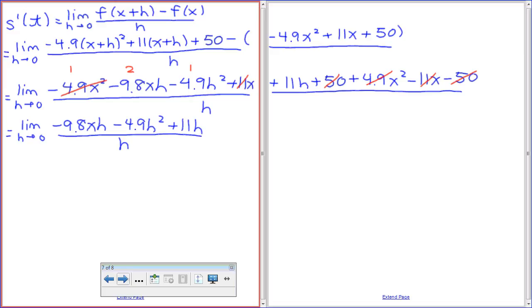Yeah, this is cool again. Look how nice that is compared to this. Like, this is monstrous, right? This is nice. Hannah, what are you doing now, please? Well, so I'm going to have equals the limit as h approaches 0 of negative 9.8x, negative 4.9h, plus 11. Things looking good, but not yet great.